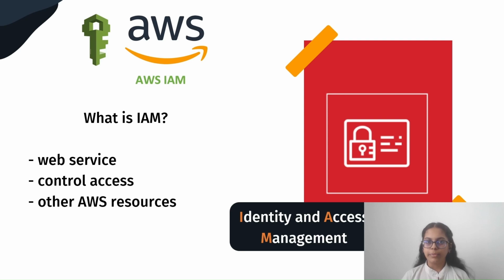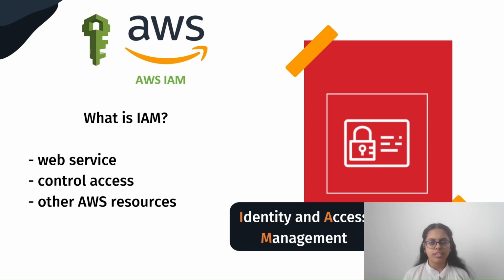So let me expand the abbreviation for you. IAM stands for Identity and Access Management. It's one of the main and important services provided by AWS. And as said from the AWS documentation, Identity and Access Management is a web service that helps you securely control access to AWS resources. So it's pretty simple. It's said right there. It's a web service and it helps you securely control access to AWS resources.